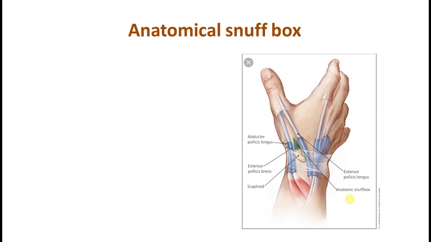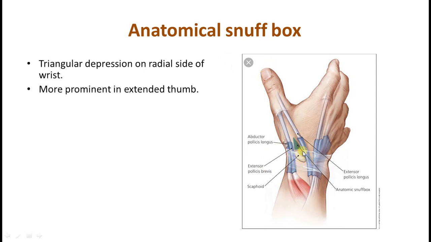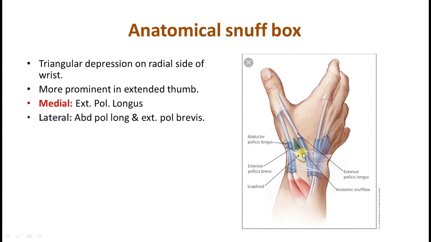Okay. So now coming to the anatomical snuff box. This is actually called the anatomical snuff box. It is a triangular depression seen on the radial side of the wrist, especially when the thumb is extended. When the thumb is extended, you can very well see the depression. It is formed between these tendons, and these tendons form the boundaries of the anatomical snuff box.